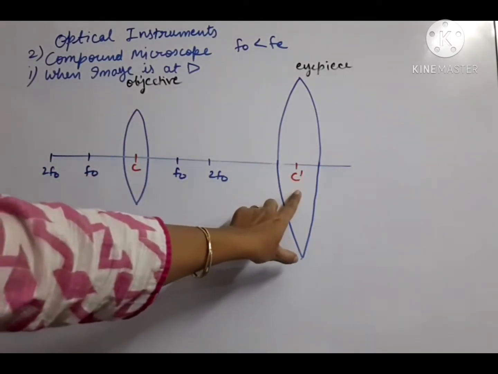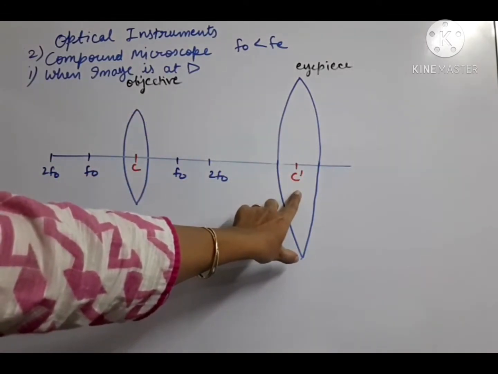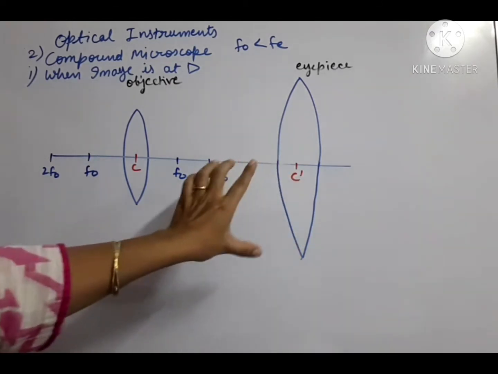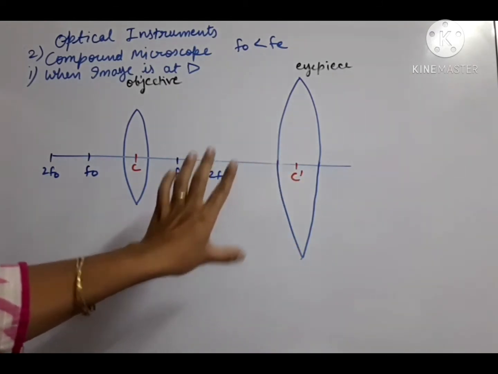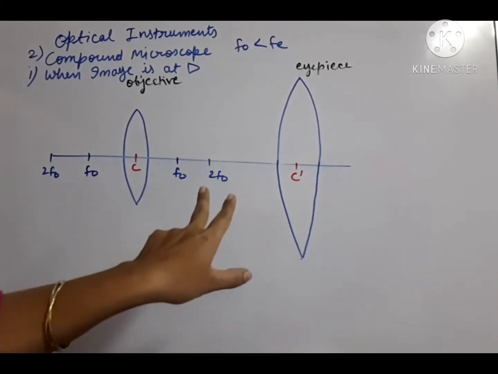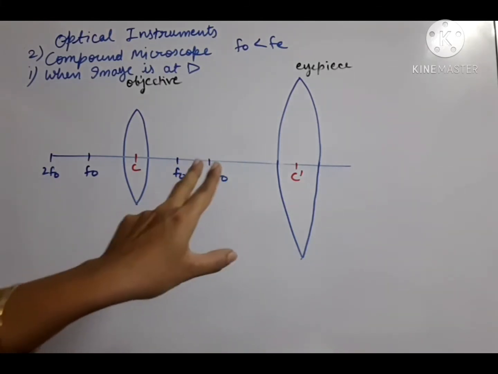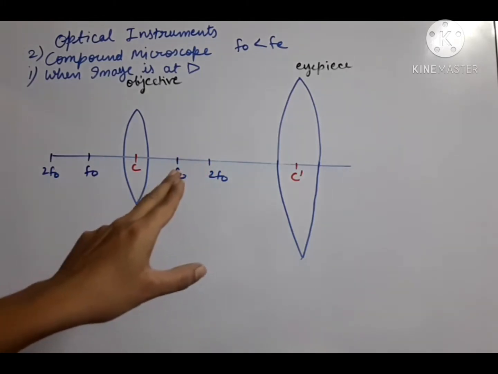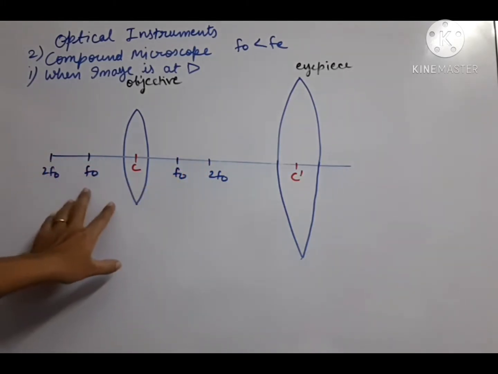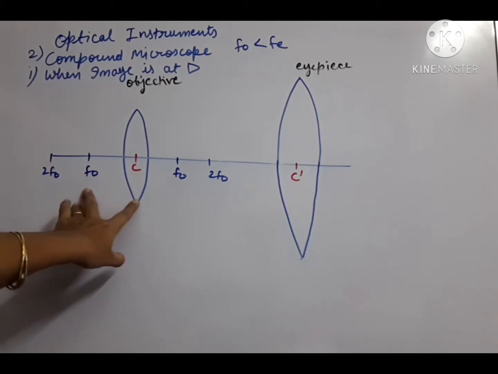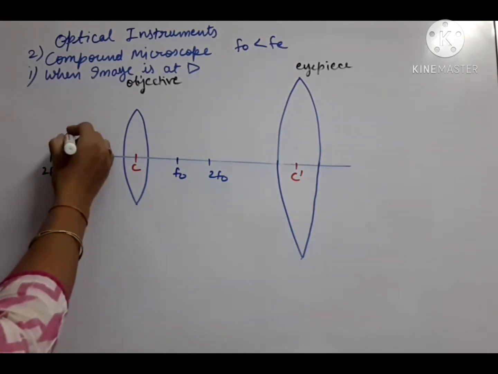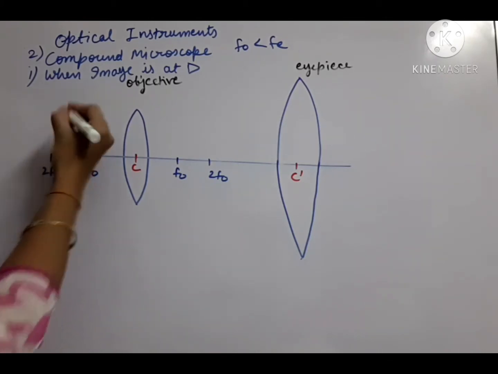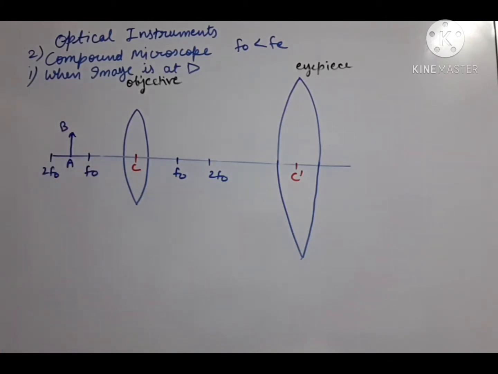Then this eyepiece lens will further magnify that image. So it will be making a bigger image. This way the role of the two lenses is to get a very enlarged image in comparison to the size of the object. So let us start keeping the object here in front of the objective lens. We keep the object here between F and 2F, which is a small object. We will call it object AB.